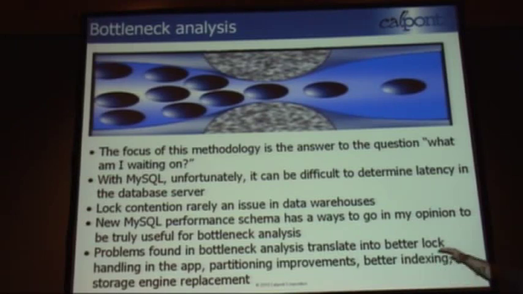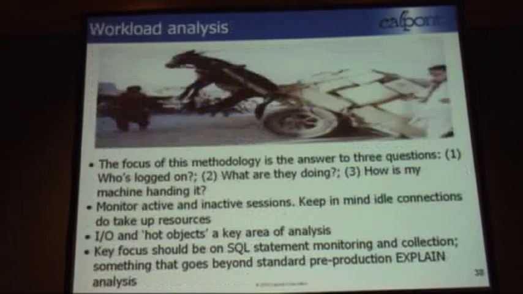So anyway, when you can figure out what you're waiting on, typically what you'll do for your design is maybe there's some lock handling in your application you've got to deal with, partitioning improvements, better indexing, or storage engine replacement. That's what you'll find. When you find you're waiting on something, those are the type of design areas that you'll be looking at to try to change. So bottleneck analysis is the first one that you really need to be looking at.